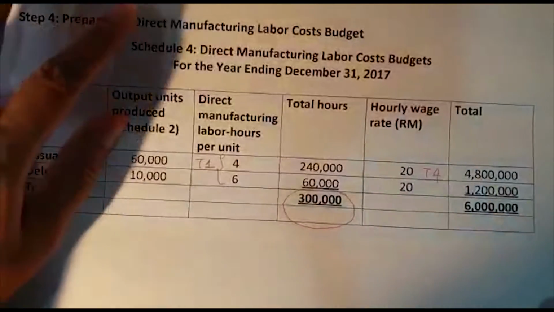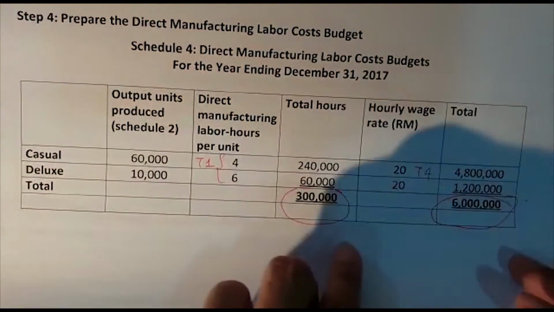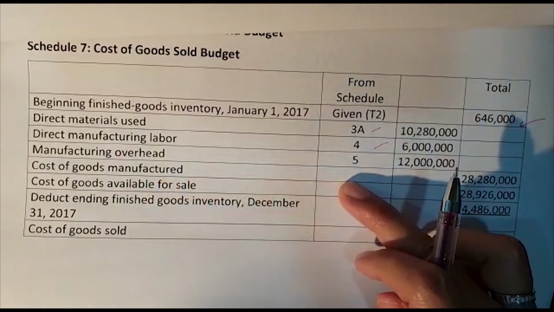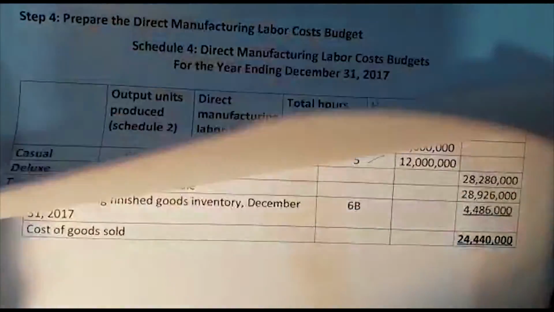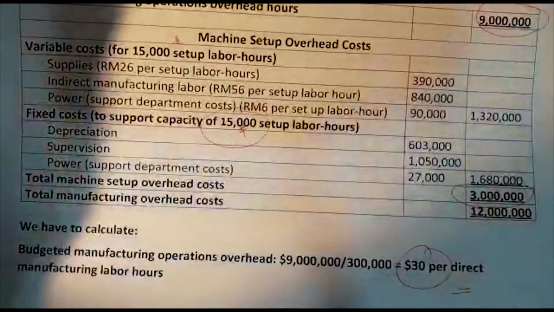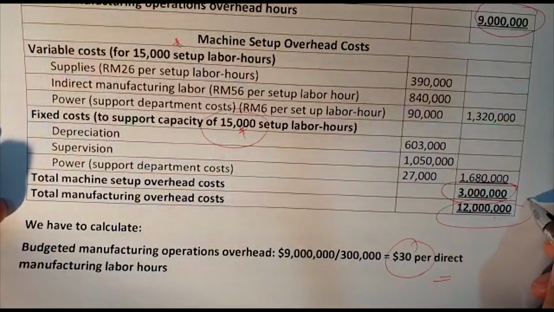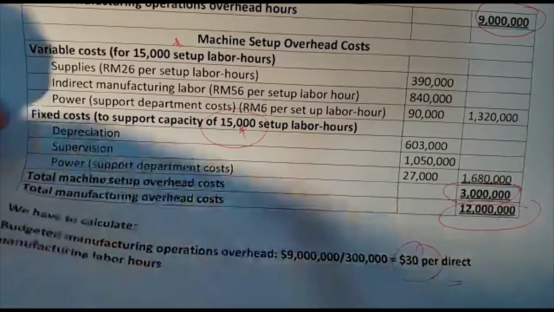So here is our schedule 4. This is the 6 million. We have to collect this information. And manufacturing overhead, the total for both that we already calculated in schedule 5. Go back to our schedule 5. Here is the total of 12 million. You add both 9 million plus 3 million, so the total is 12 million.